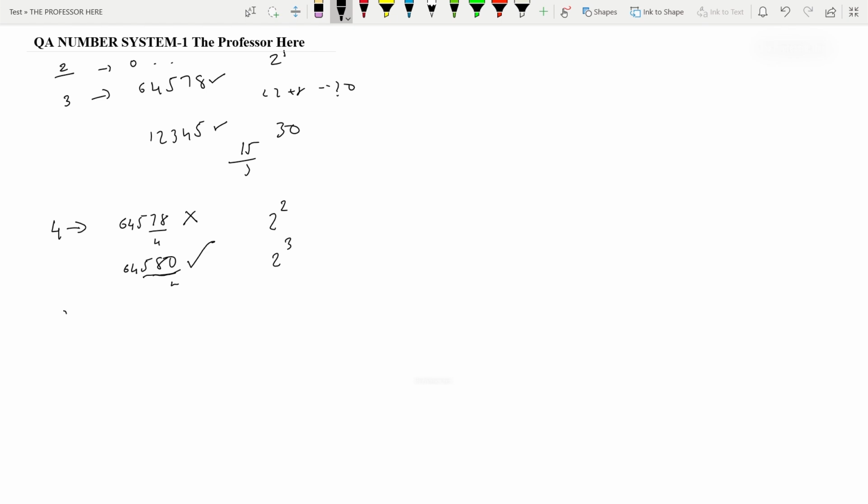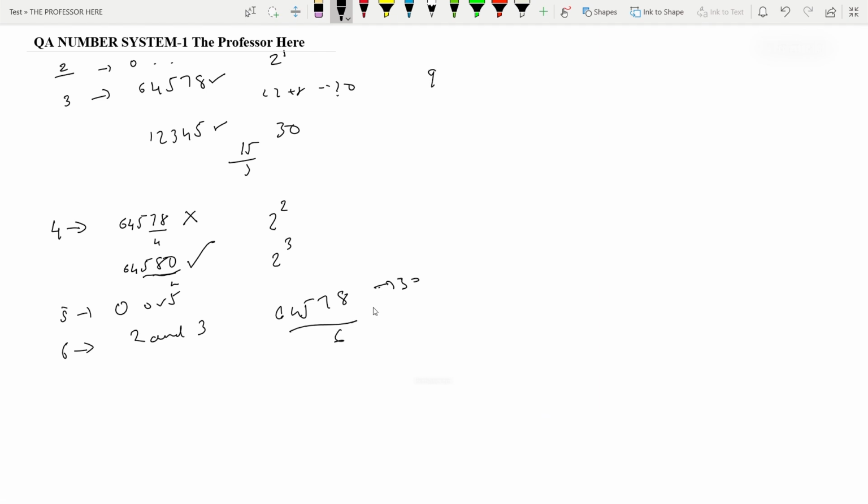Next is divisibility by 5. If the ending number is 0 or 5, then it is divisible by 5. A number is divisible by 6 if the number is divisible by both 2 and 3. So the example would be 64578. It is of course divisible by 2. Now we look whether it is divisible by 3 or not. The sum of digits is 30, so it is divisible by 3, and it's of course divisible by 2, so it is divisible by 6.